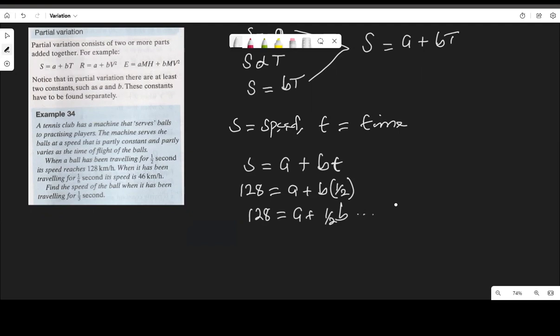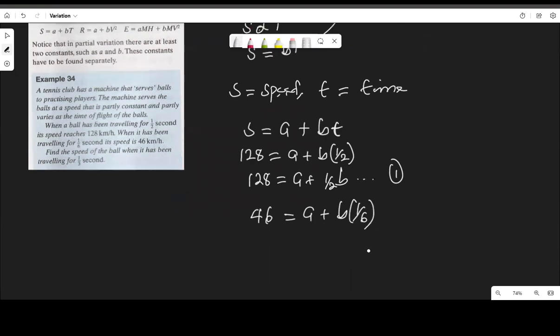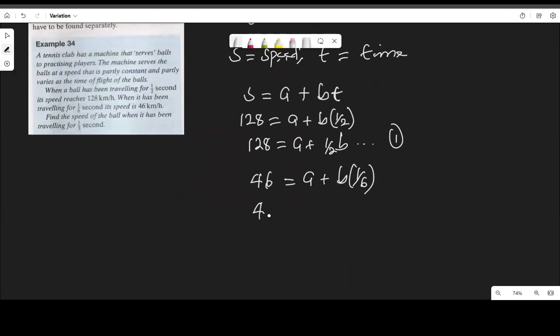Let me call that equation 1. Then, when it has been traveling for 1/6 seconds, its speed is 46. 46 equals A plus B times 1/6, which I can rewrite as 46 equals A plus 1/6 B. Let's call this equation 2.